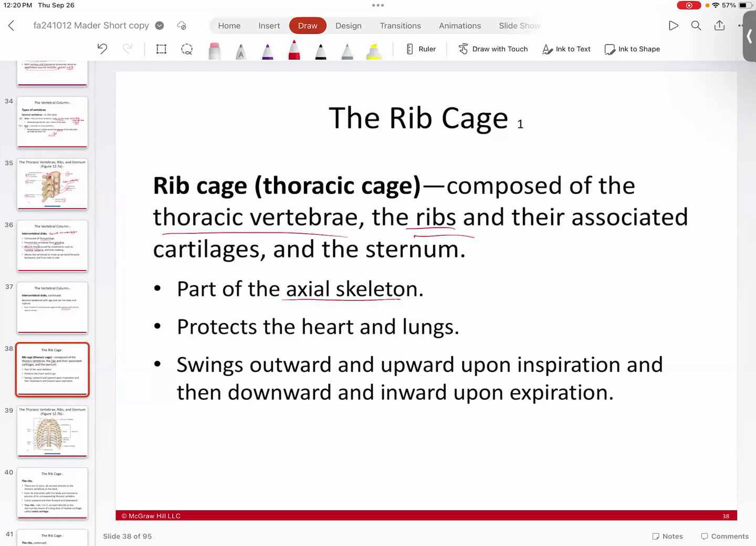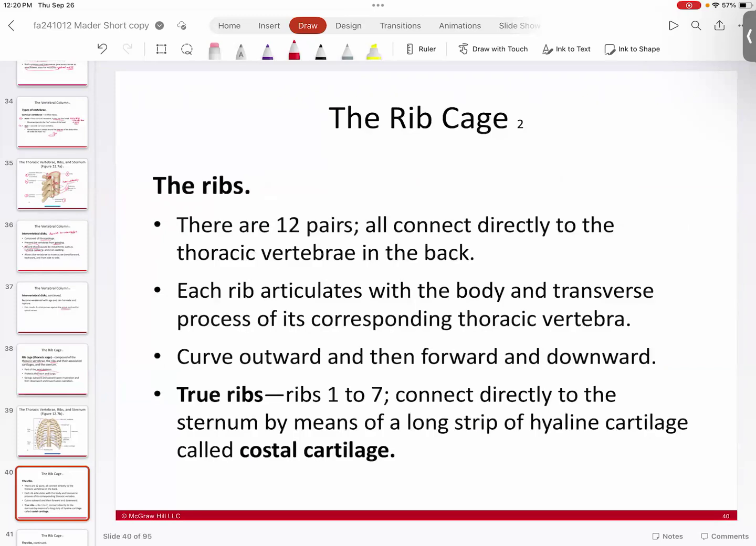So this is part of your axial skeleton, and it's going to be protecting and wrapping around the heart and the lungs, your thoracic cavity. And it swings outward and upward when you inhale so that you can expand your rib cage. So here's what it looks like.